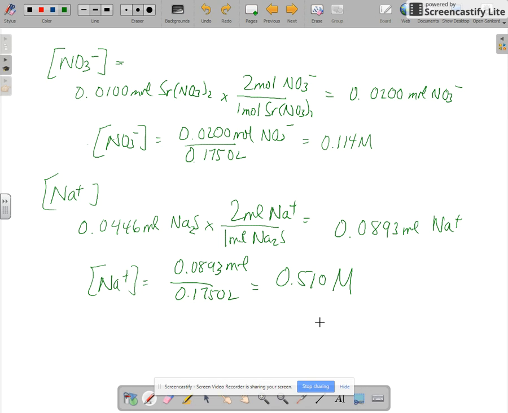Okay, so that's your spectators. Just go back to the original source of the spectator. Make sure you take into account any ratios within the compound, and then divide by the total volume, which in this case was not additive because it was just that original solution and you added the solid.